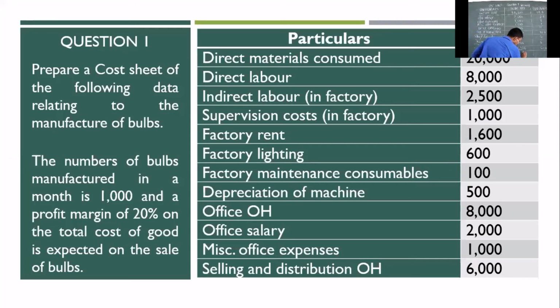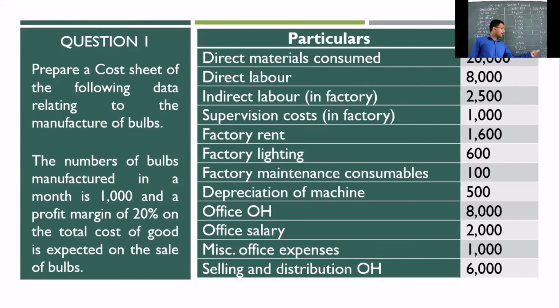So 20% of your total cost of 51,300, when you work out the math, this works out to be 10,260, or in terms of cost per unit, 10.26. The last division that we have to calculate is sales. So your sales works out to be 61,560, or in terms of cost per unit, 61.56.